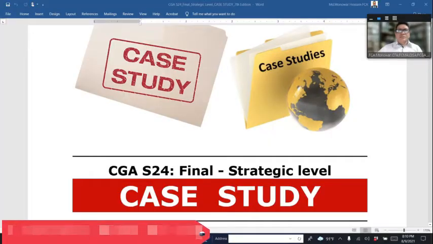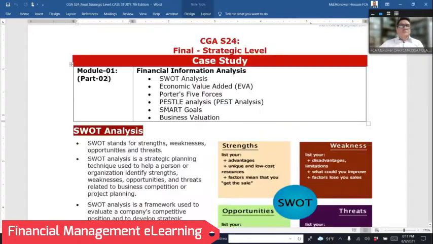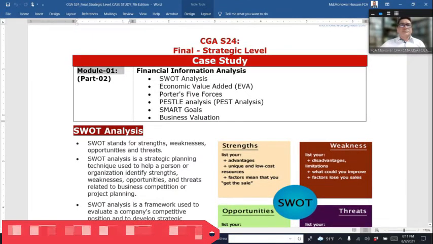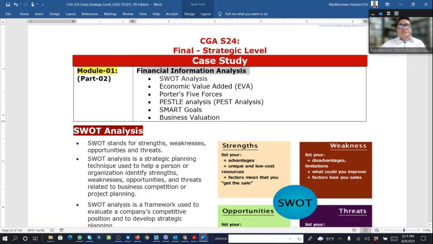So we are in strategic final level case study. Today we are also within Module-01, financial information analysis, and within that, the case study. We have SWOT analysis, economic value added (EVA), Porter's 5 Forces model, PEST analysis, SMART goal, business valuation, etc. Different types of items within the case study.